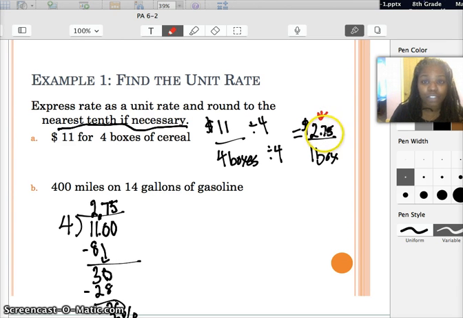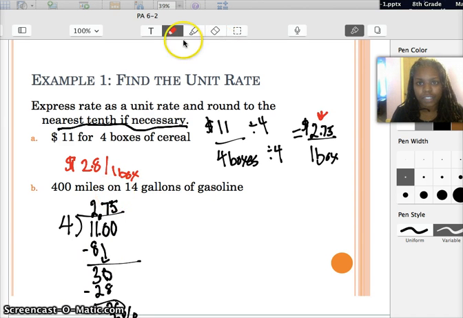And this 5 is going to tell us to go up. So the actual answer to this is 2.8 per 1 box. All right, let's take a look. I'm going to give us some space here and we're going to take a look at the next example.